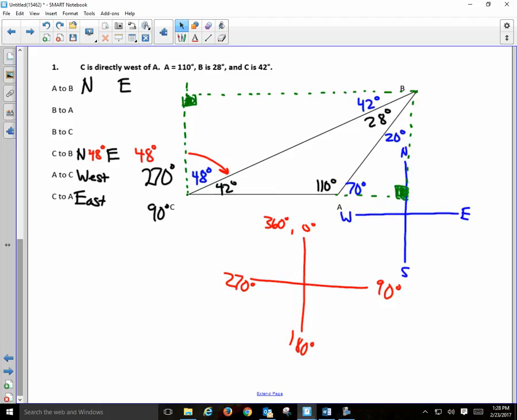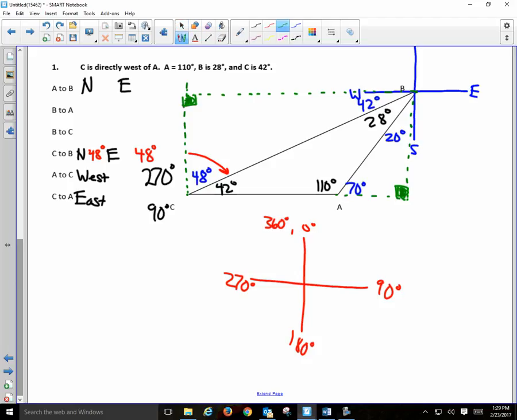Wait till you see letter B, and then see if you have the same question, okay? I'm going to put myself at B. What is the general direction to get from B to A? South, west. So from south, how many degrees do I turn towards the west? I turn 20 degrees.